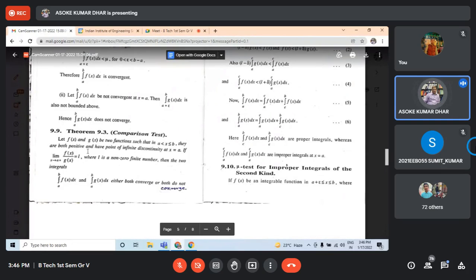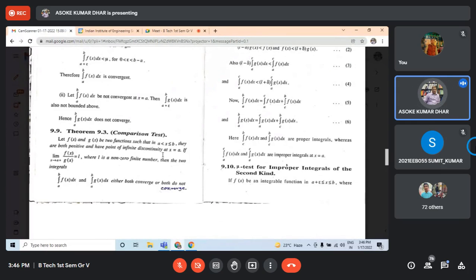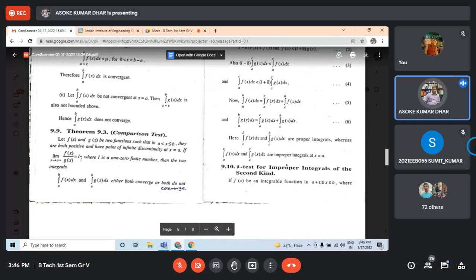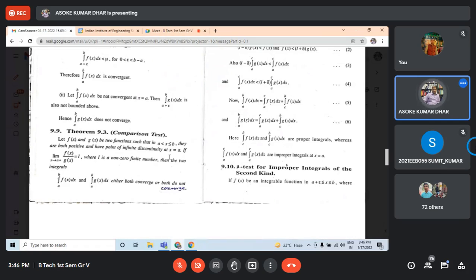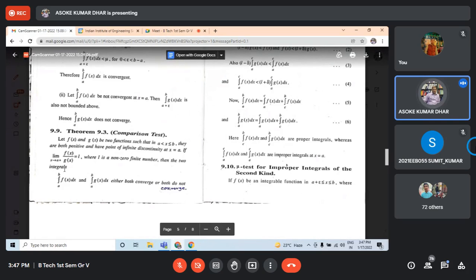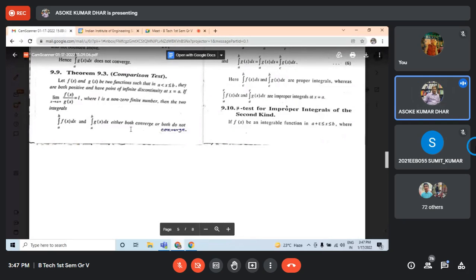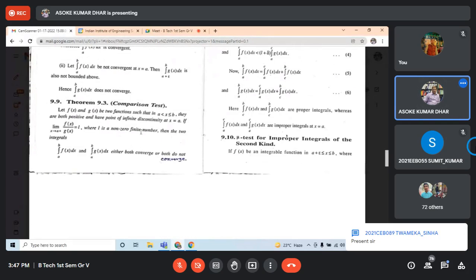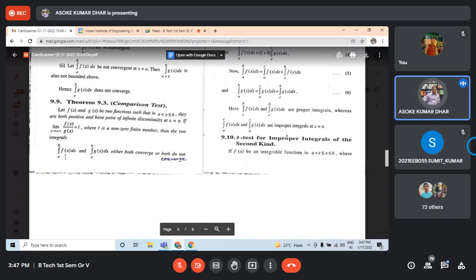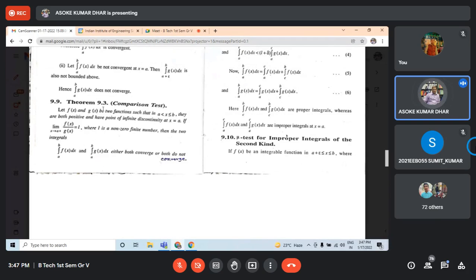Let f(x) and g(x) be two functions such that a < x ≤ b, both positive, and of the second kind, having a point of infinite discontinuity at x = a, the lower value. If the limit of f(x)/g(x) as x tends to a+ is equal to L, where L is any non-zero finite number, then the two integrals either both converge or both do not converge. One must be known, and if it converges, then the other one also converges. So this is the statement of Theorem 9.3.